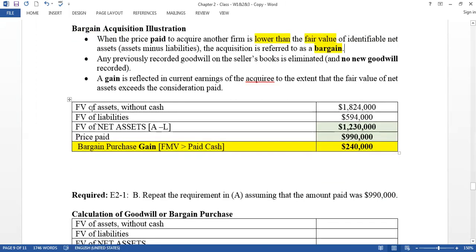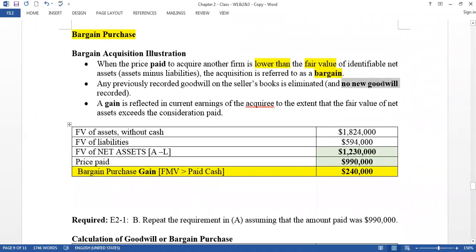Now look at here, there is no goodwill here. Do you have any goodwill here according to this example? No, right? So no new goodwill should be recorded. This is another thing. You cannot record any goodwill here, because there is no goodwill.